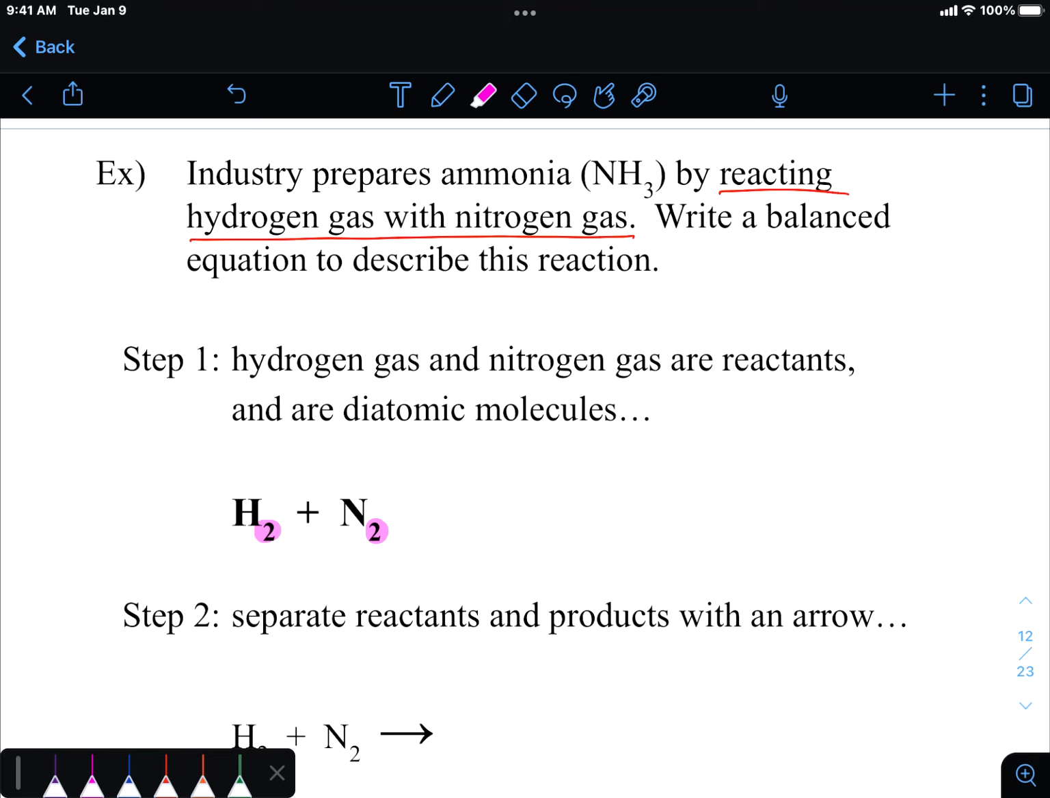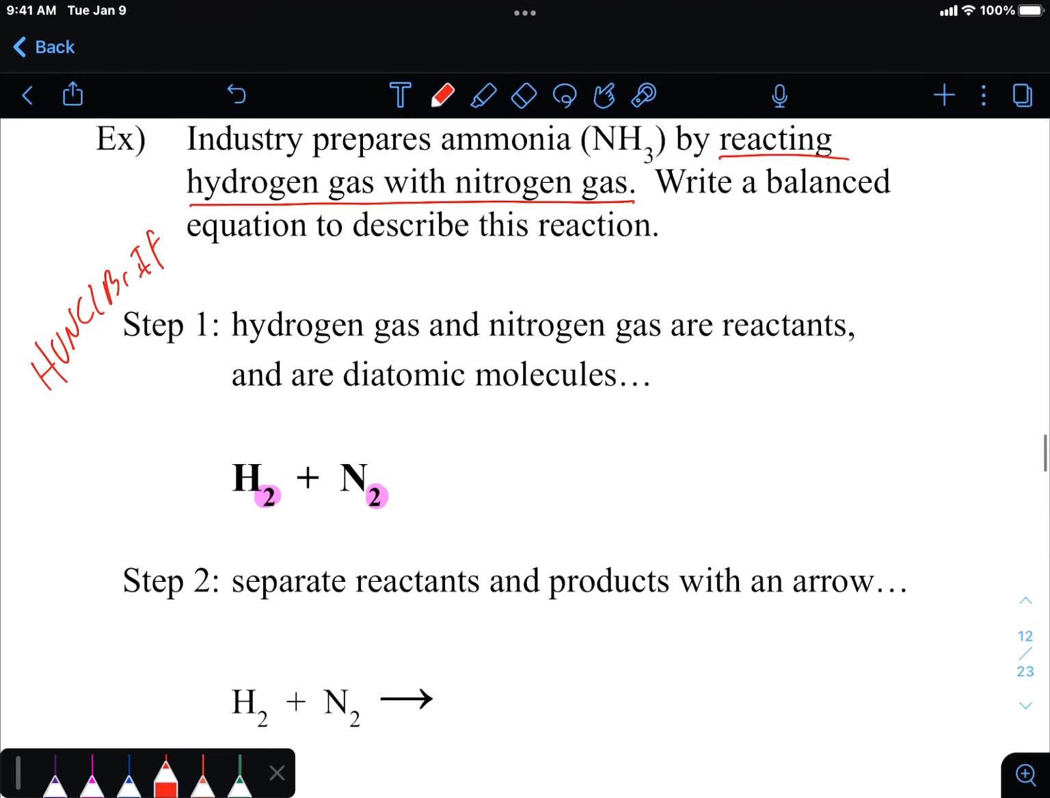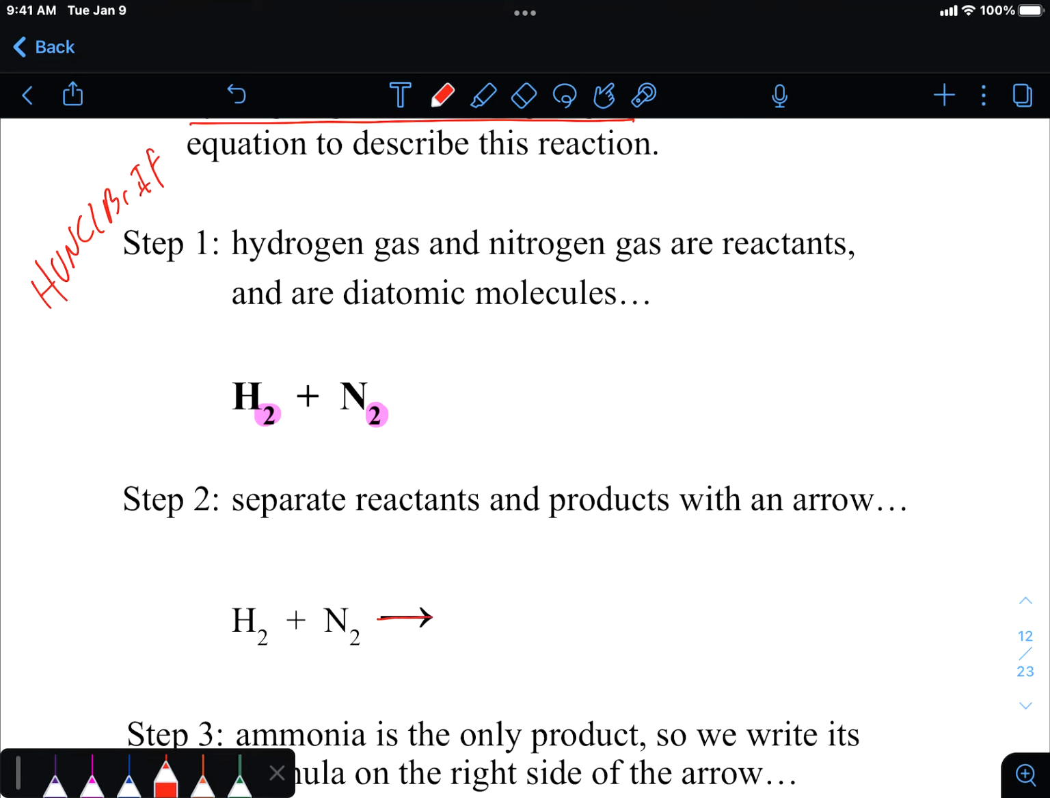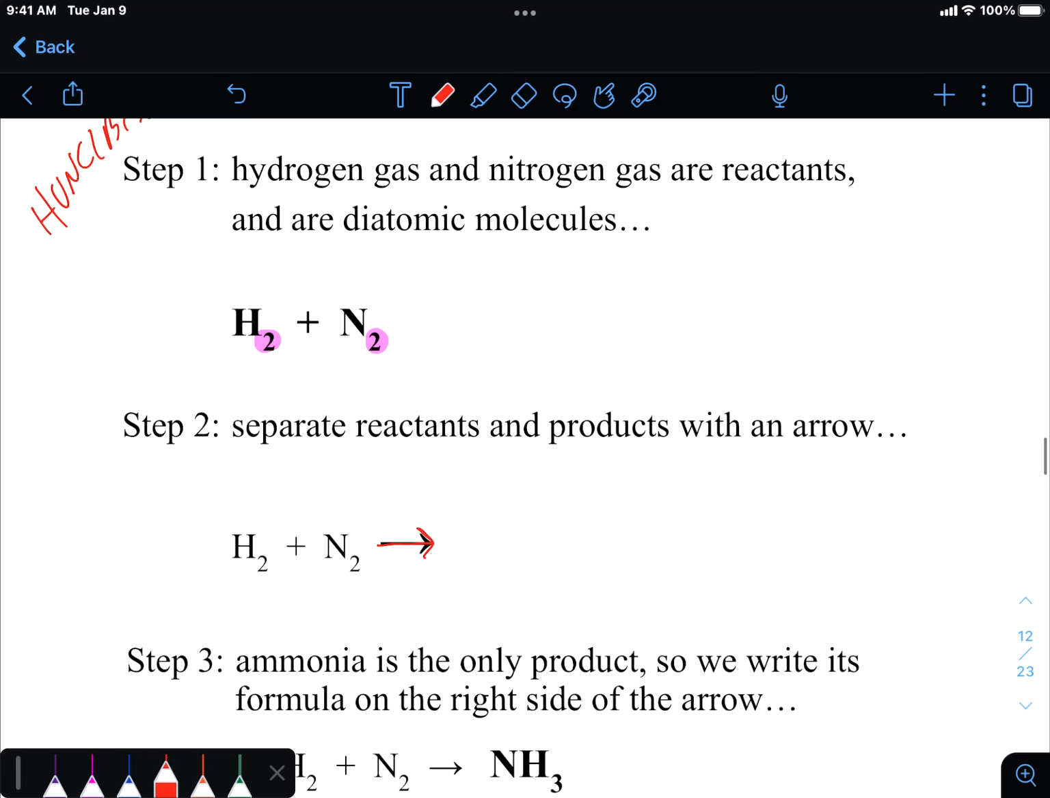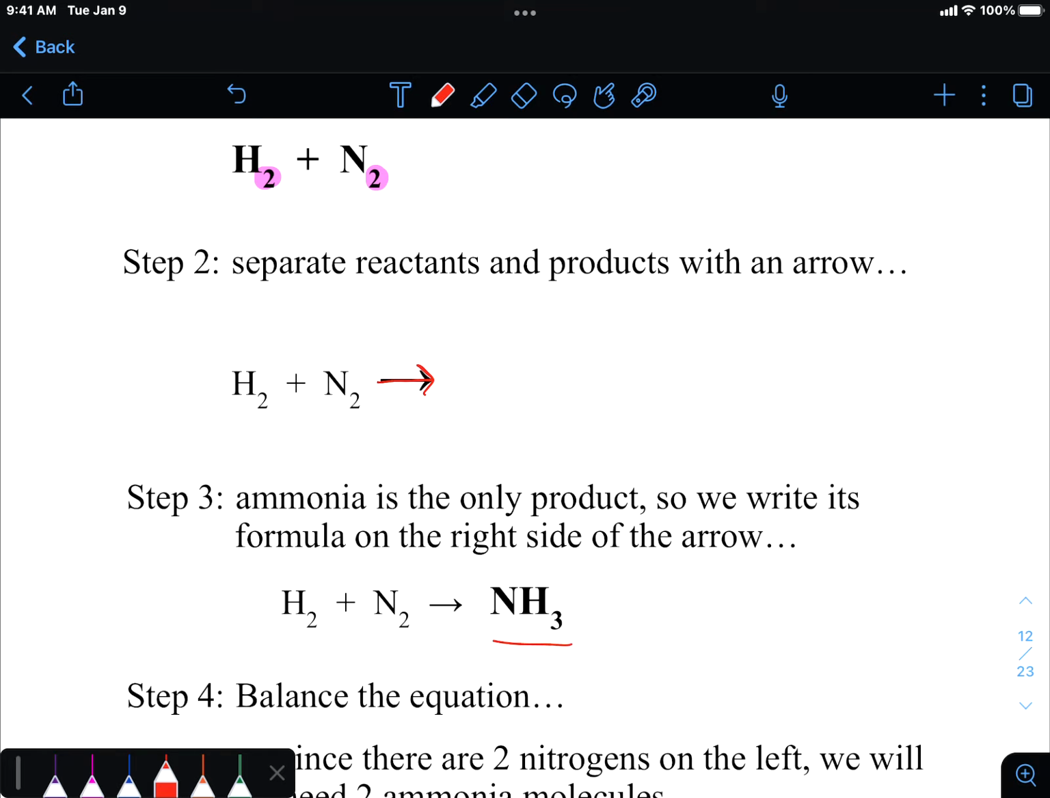All right? And to remember that, just literally write down HONClBrIF on the top of your worksheet or whatever, to serve as a reminder. Okay? These are the only elements that do that. So the 7 of them, just remember them, learn them, remember the acronym. Okay, so those are my reactants. So then we write an arrow. And the product formula was given. It was ammonia, it's NH3.